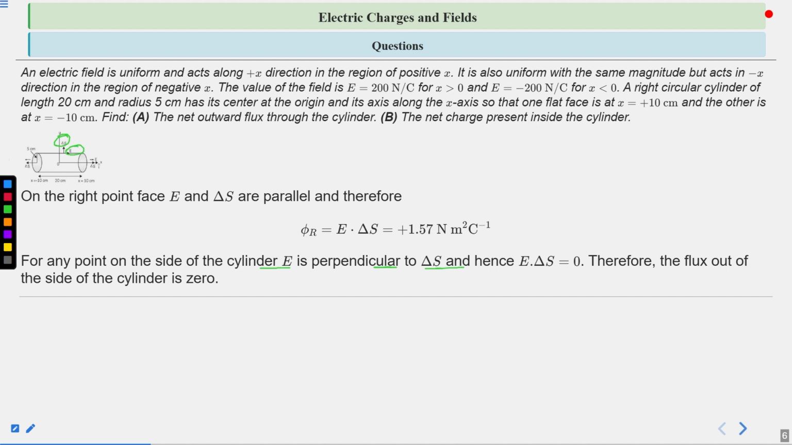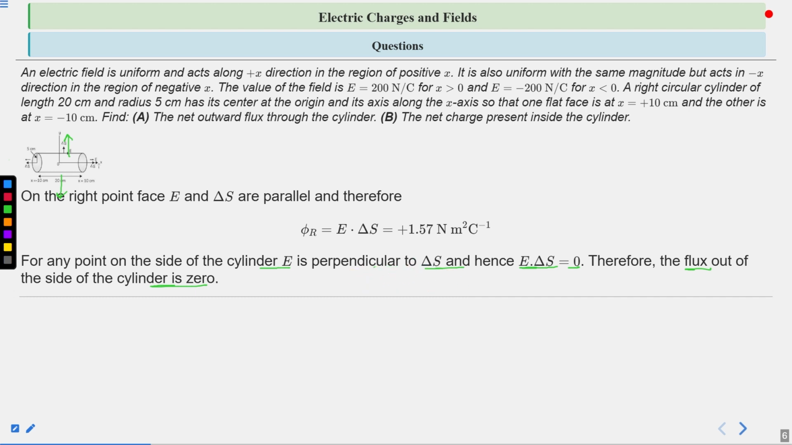So the formula of flux is phi equal to E dot ds. Solving this dot product, you will get E ds cos theta. So here theta is what? 90 degrees, cos 90 is 0. Therefore E dot ds is equal to 0. Therefore the flux out of the side of the cylinder is 0. It means from the curved surface of the cylinder, the flux out is 0. I hope this is clear. So the flux from the curved surface is 0.